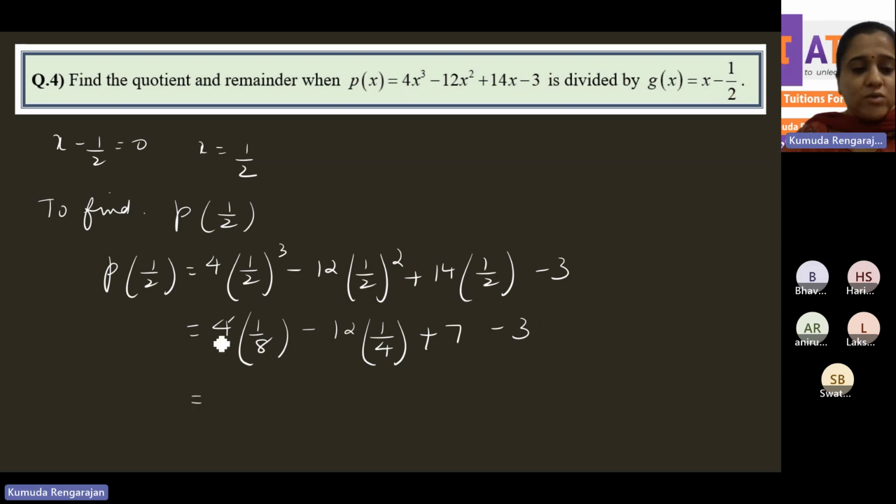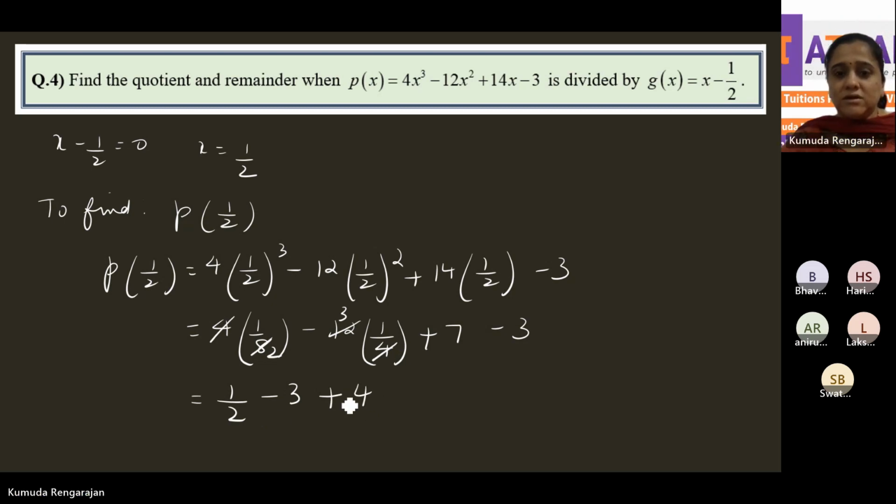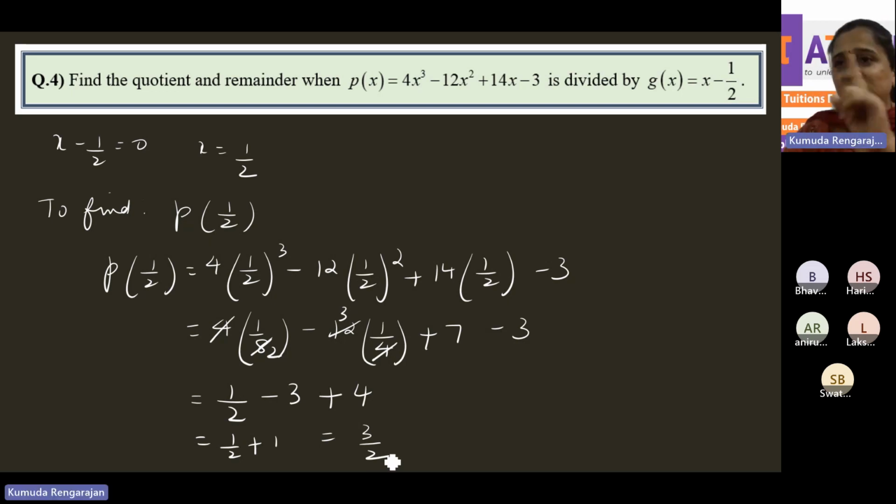Now you can cancel: 4 ones are 4, 4 twos are 8. So 1/2 minus 4 threes are 12, minus 3, and then this is plus 7. Now 4 minus 3 is 1. So you get half plus 1, which is equal to 3/2. Take the LCM, you will get 3/2.